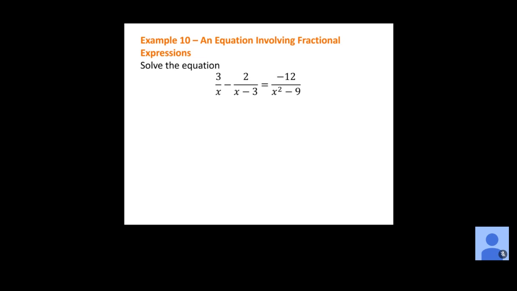Okay, so I'm actually going to move the negative 12 over x squared minus 9 to the other side. Because it's negative, I need to add it to move it to the other side. So this is going to give us 3 over x minus 2 over x minus 3. And then that becomes a positive 12 over x squared minus 9, and that's going to be equal to 0 now.